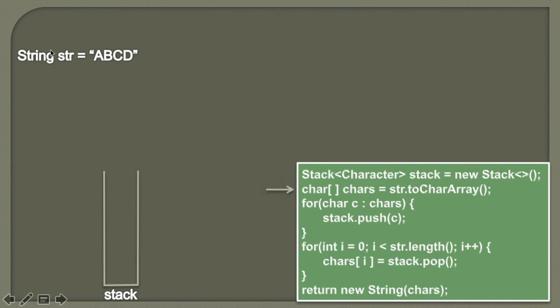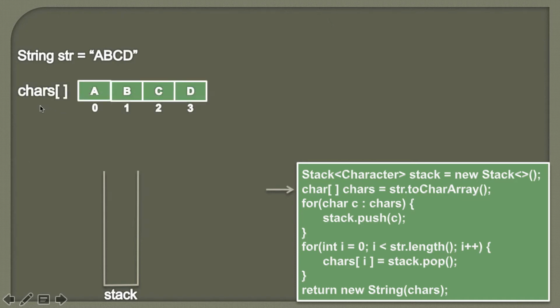Now as we are given this string ABCD, we'll first convert it into a character array. In the string class there is a method toCharArray which returns a character array. So it would look something like this, that we now have a character array whose length is 4 and whose values are A, B, C and D. Moving ahead.